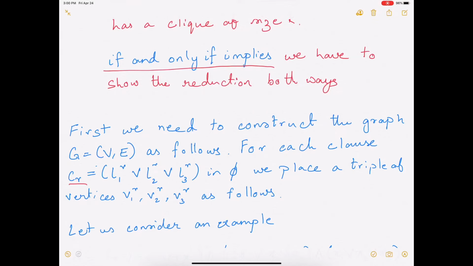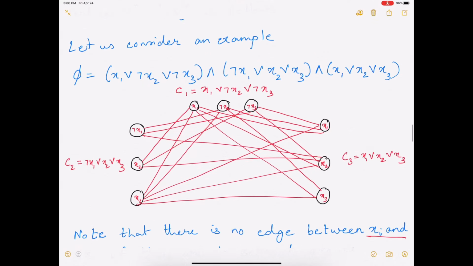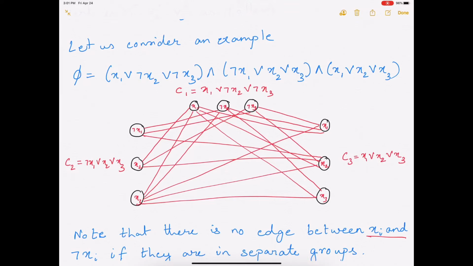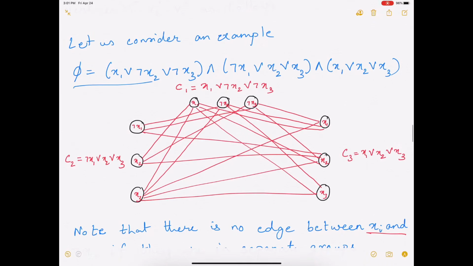Now how do we construct this graph? We'll show this via an example. Let's consider that phi is this particular formula right here. If you look at C1, we will draw 3 vertices: x1, negation of x2 and negation of x3. Similarly for C2, we have negation of x1, x2 and x3. For C3, we have x1, x2 and x3.